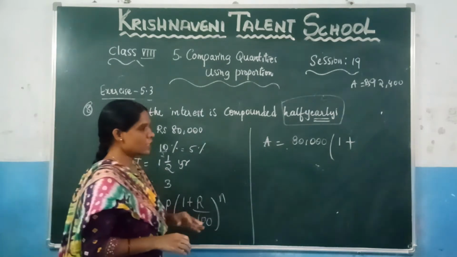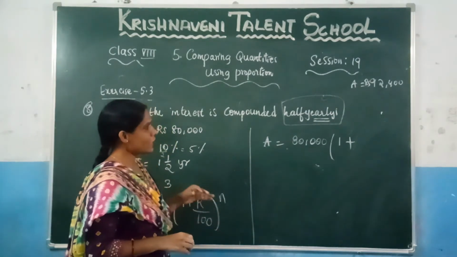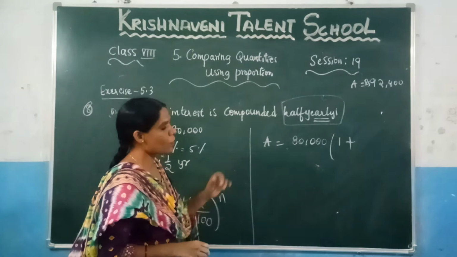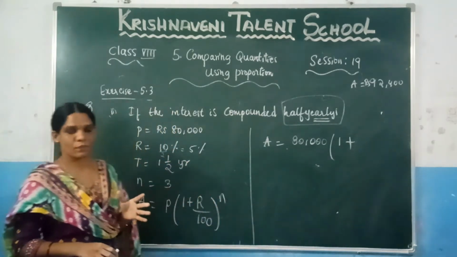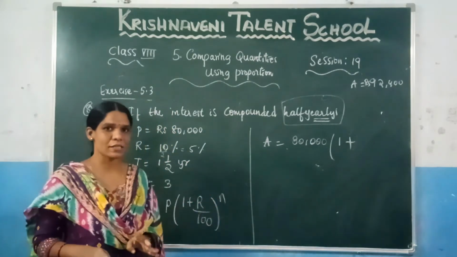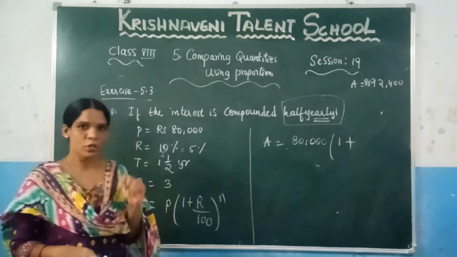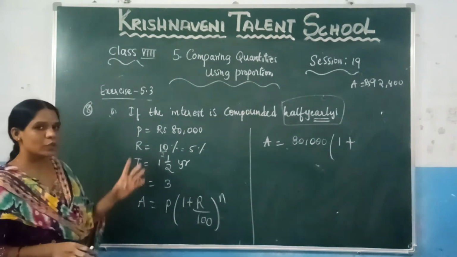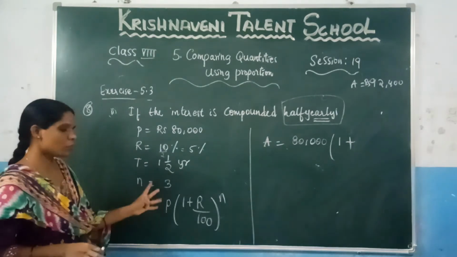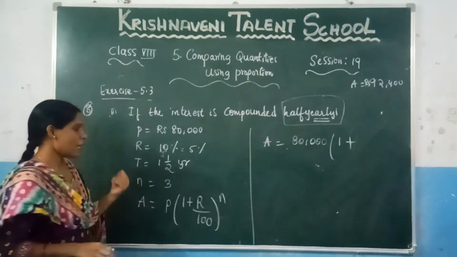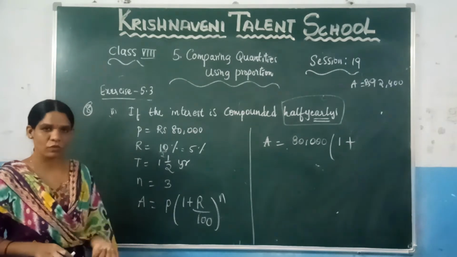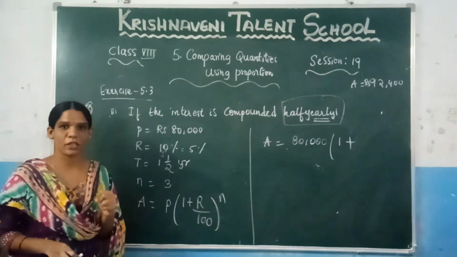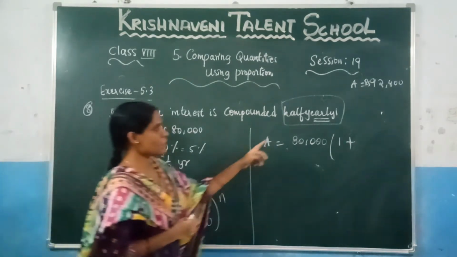Suppose in the question they have asked if the interest is compounded quarterly. So what we need to do? Quarterly is nothing but you need to take here 4 months. So you need to divide 10 by 4. And here you need to calculate 4 months, 4 months, 4 months, like that. How many conversion periods you will get at the end of 1.5 year, you need to calculate. So this is important here.